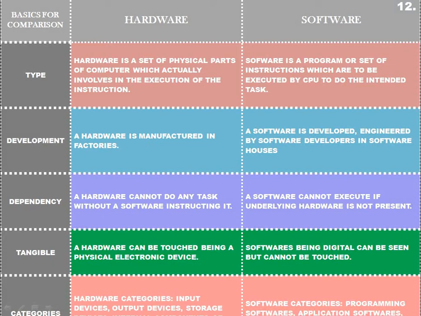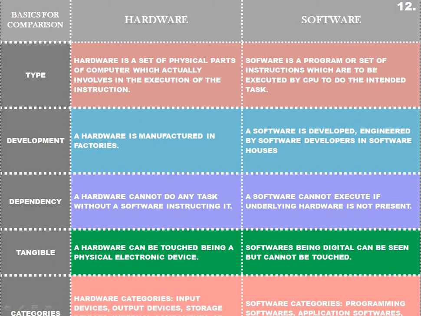A hardware is manufactured in factories, while software is developed and engineered by software developers in software houses, even sometimes in houses. A software engineer can develop a software by sitting at his home. So a hardware cannot do any task without a software program giving instructions to it.